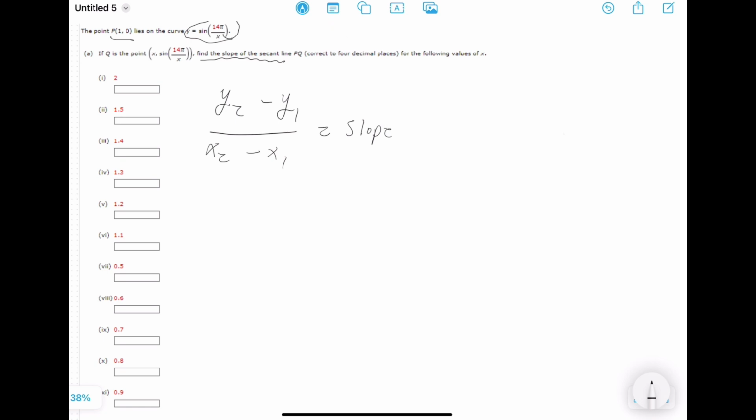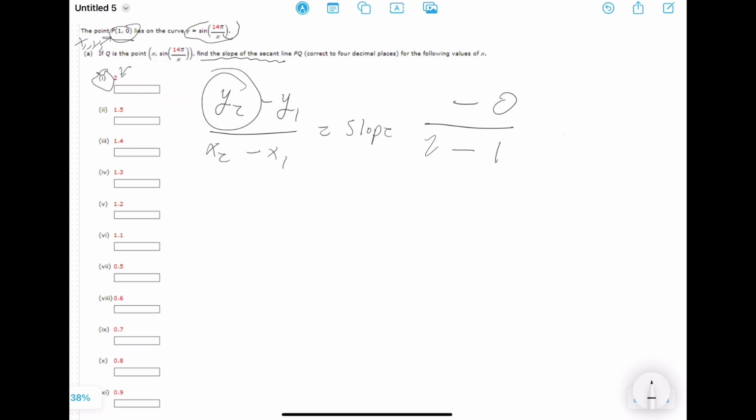In this case, we're already given the point P(1, 0), and the point you're given first is always going to be the x1 and the y1. So in this equation, we can already plug in 0 minus over 1 minus. And then here, if we solve for the first set of x, we're given our x already, 2, so we can plug in the second x over here. And all that's left to find is y2.